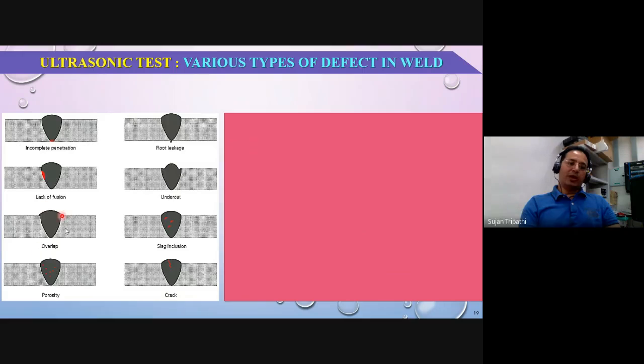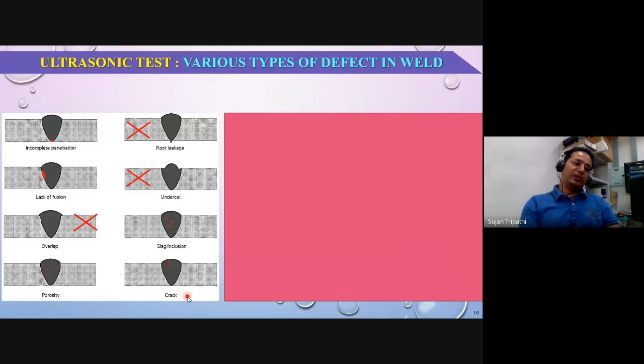And next one is overlapping. And next one is porosity. There are some voids inside the welding material. And next one is root leakage. Next one is undercut. And next one is slag inclusion. I think you know about this slag, right? There is a small layer of material, I mean a small thickness material, and that will reduce the strength of the weld. That slag is produced during the welding time, right? Okay, next one is the crack, right?